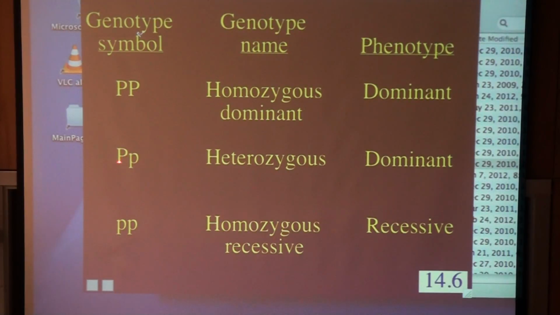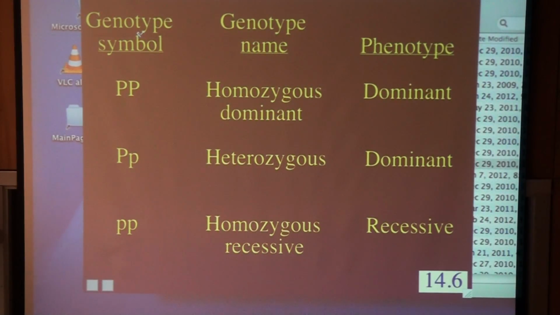If the organism inherited a big P allele from one parent and a little p allele from another parent, in other words, it has one of the dominant alleles and one of the recessive alleles, you say that organism's genotype is heterozygous, or you can say it's big P, little p, that's fine also. If the organism inherited the recessive allele from both parents, you would say the genotype is little p, little p, or homozygous recessive.